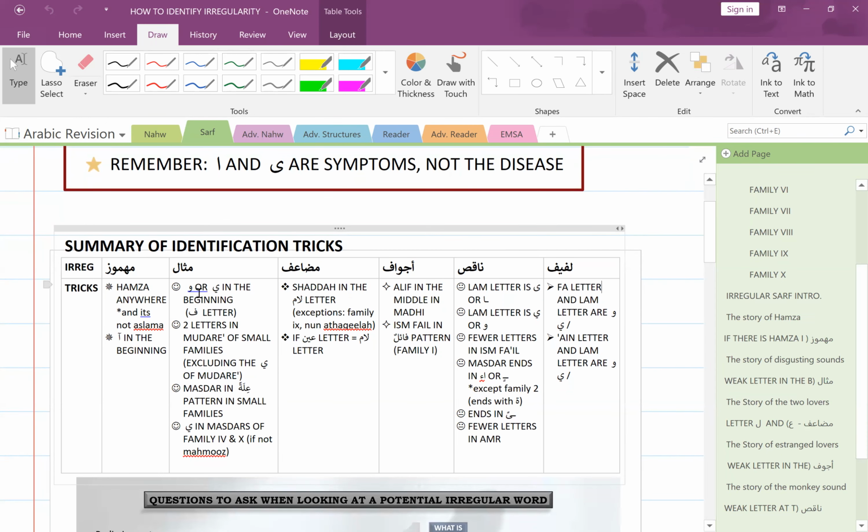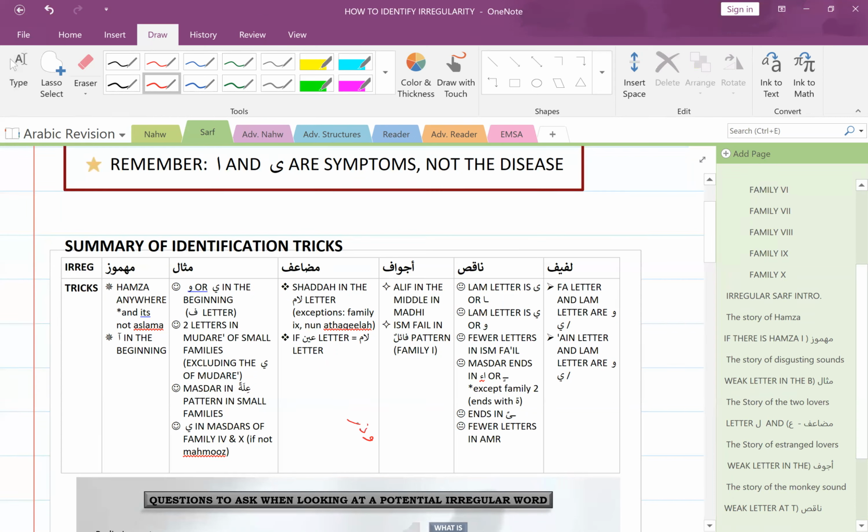Now this is very important. If you see two letters in the mudari' of small families, I'll give you an example. You have a word like wadara, and the mudari' is yadharu. If you take away the ya of the mudari', how many letters are you left with? Two. But in a normal mudari', for example, fataha, yaftahu.